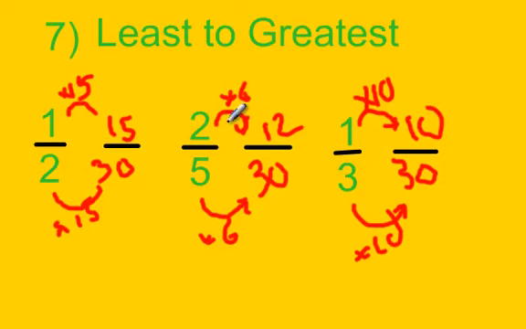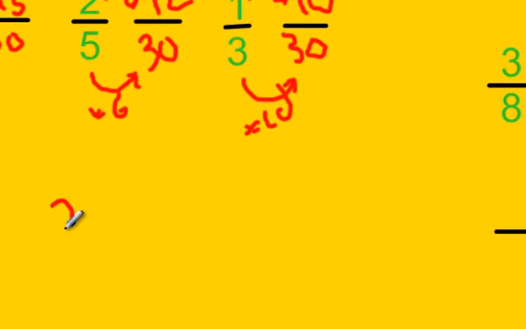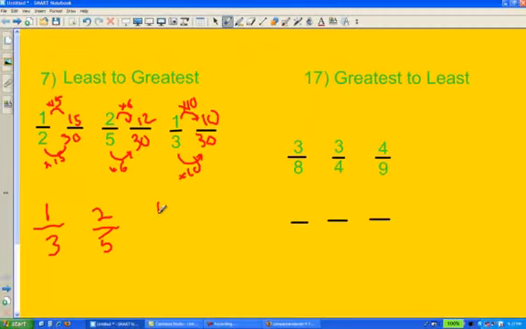These are a lot easier to order now because they all have the same denominator. So what's the lowest one? 10/30. So instead of 10/30, I'm just going to write 1/3, since that's a number that equals it. The next number would be, well, we have 12/30 and 15/30. So this is the smaller number, so it's going to be 2/5. And then the next number would be 15/30 or 1/2. So I'm going to write 1/2. And that's how we do that one.